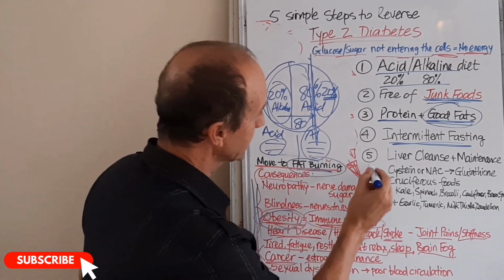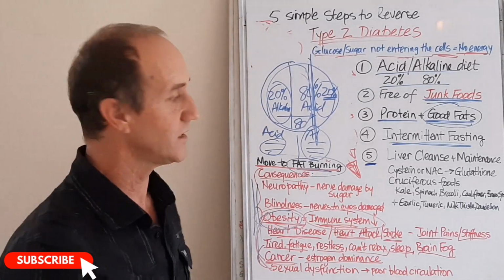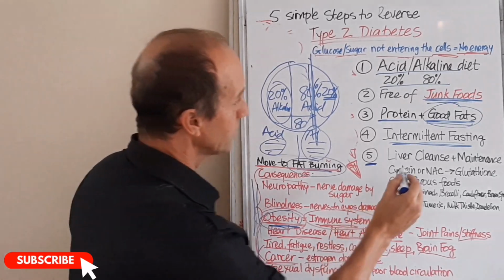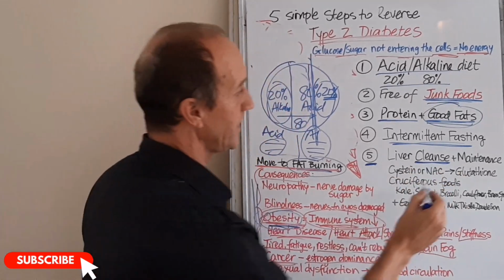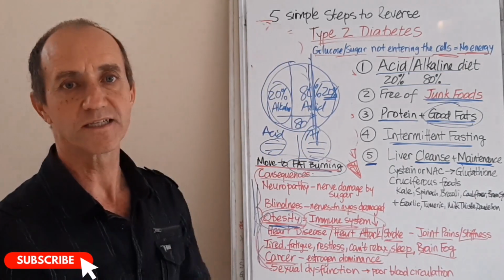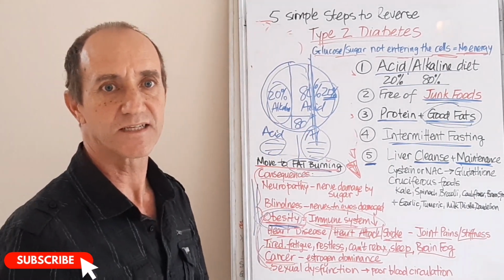And lastly is a liver cleanse. Very, very important, a liver cleanse, because with obesity, the liver is fatty. So you need to cleanse the liver, and then you need to maintain the liver. The liver is a filter. You can't remove the filter and put a new one. With a fatty liver, the filter is clogged.